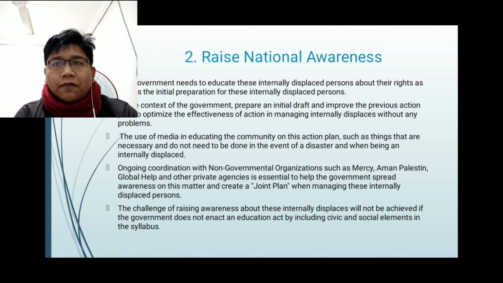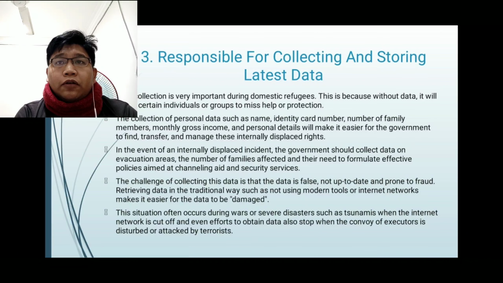The challenge of raising awareness about internally displaced persons will not be achieved if the government does not enact an education act by including civic and social elements in the syllabus. The third responsibility is collecting and storing the latest data. Data collection is very important during domestic refugee situations, or what we call internally displaced persons.